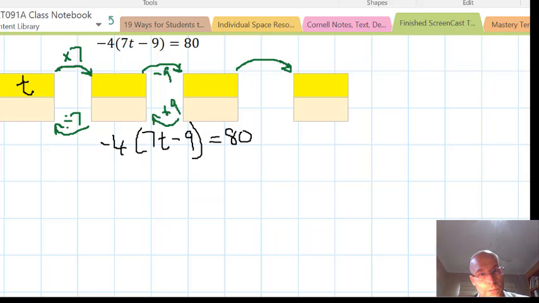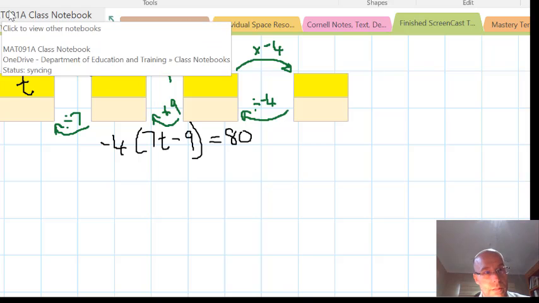Now you can see on the front there's a negative 4. We times, that's a times, isn't it, when there's no symbol? Times by negative 4, which means on the way back we divide by negative 4. So let's build the expression up now.